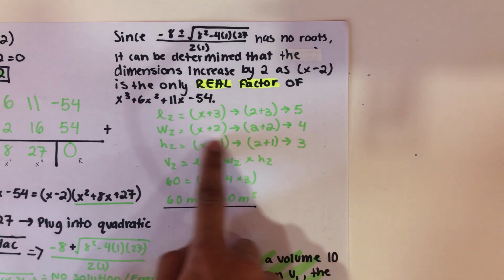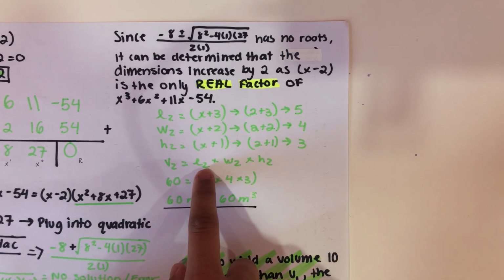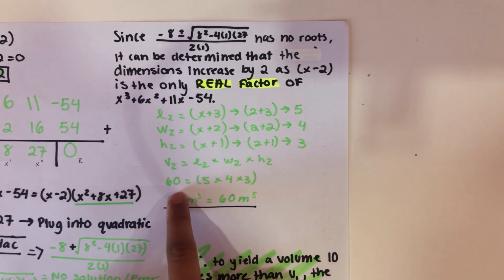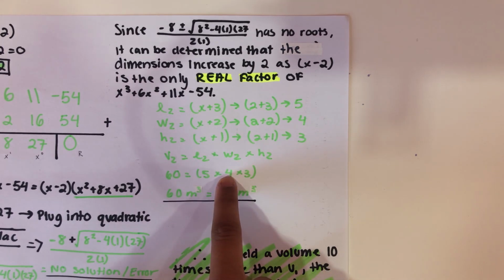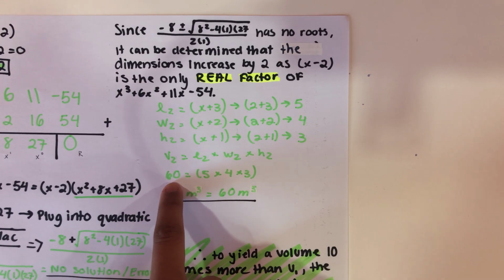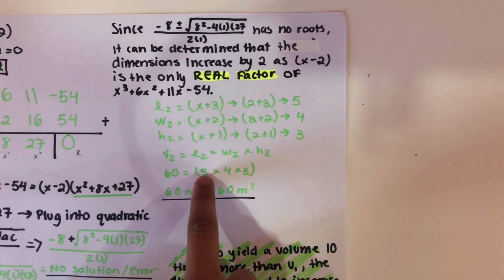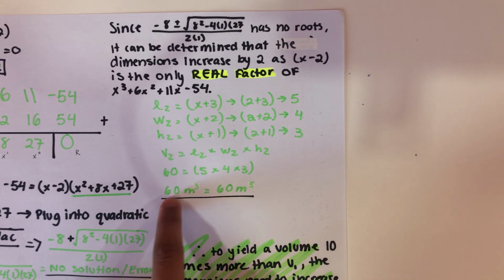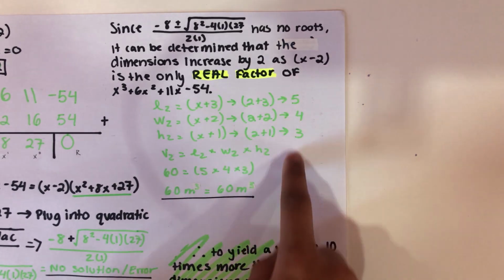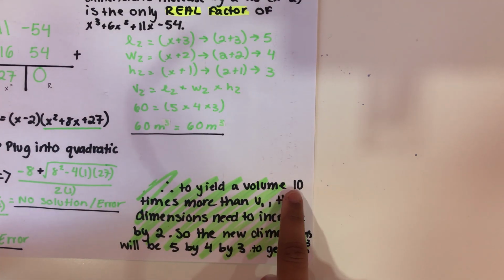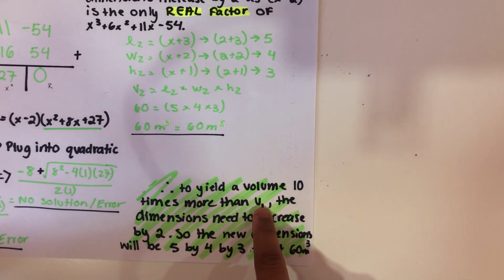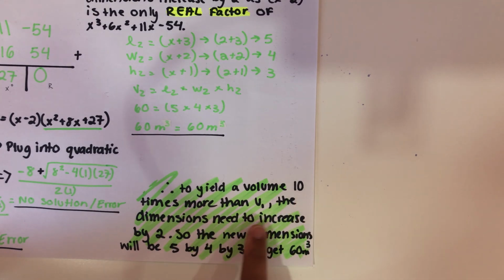So now we can write our overall new equation. V2 equals L2 times W2 times H2, and we know our V2 is equal to 60. That means our left side should be equal to our right side. So we set V2 as 60, and then we do 5 times 4 times 3. And look at that, we get 60 on both sides, so these are our new dimensions. So now we can conclude that to yield a volume of 10 times the original volume, V1, the dimensions need to increase by 2. The new dimensions will be 5 by 4 by 3 to get a volume of 60 meters cubed.